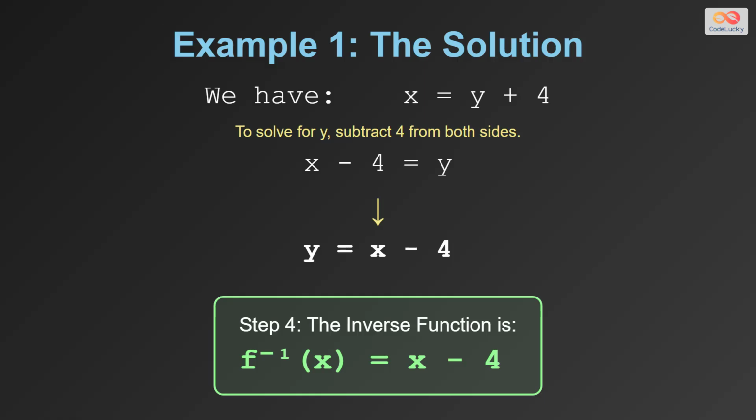We now have the equation x equals y plus 4. Our goal is to get y by itself. To do that, we just need to subtract 4 from both sides of the equation. This leaves us with y equals x minus 4. The final step is to write our answer using the correct notation. The inverse function of f is x minus 4.